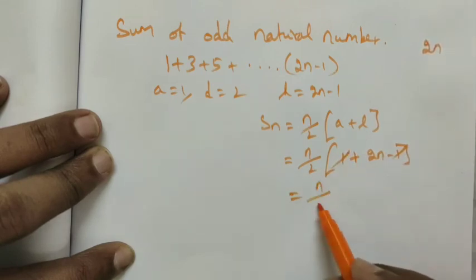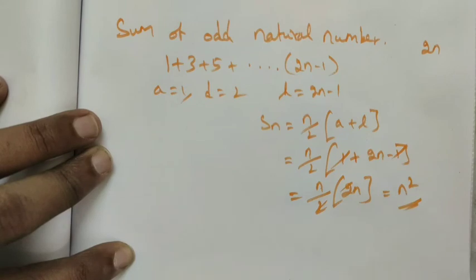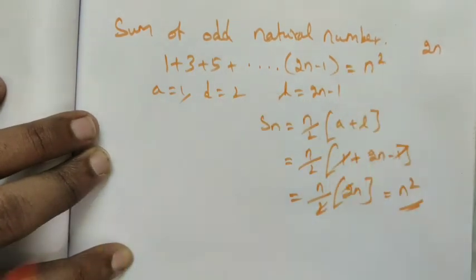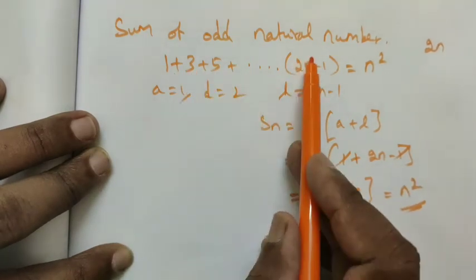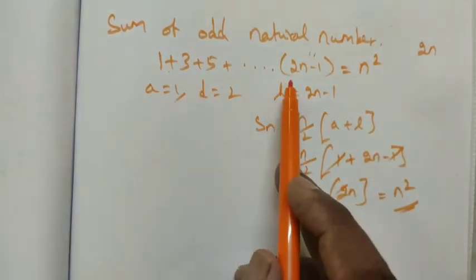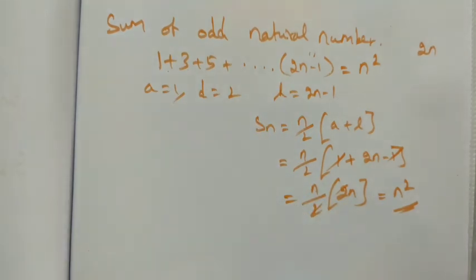So n divided by 2 into 2n; 2 will be cancelled. N into n is n square. So the sum of odd natural numbers is equal to n square. Whatever the number given, suppose 1, 3, 5 up to 11 is given, then 11 square is the sum of the odd numbers up to 11. That is the formula, right?